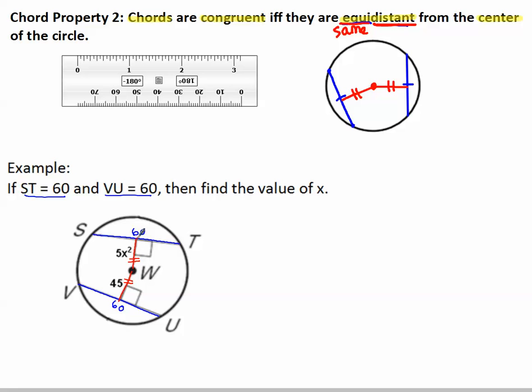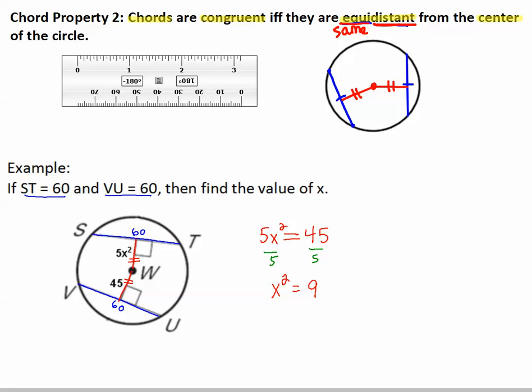So what means the same? Equals. So segment 5x squared, that's labeled 5x squared, is equal to the segment labeled 45. And now I can solve that equation. Let's get that 5 out of there by dividing.